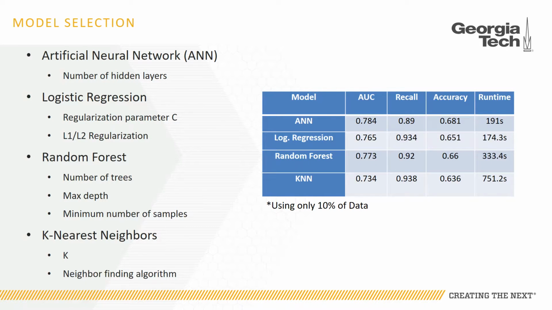For model selection, we use only 10% of the dataset to quickly evaluate which model would perform the best in our binary classification problem. For artificial neural networks, we tune the number of hidden layers. For logistic regression, we tune the regularization, L1 or L2, and the parameter C. For random forest, we tuned on the number of trees, max depth, and minimum number of samples. For K nearest neighbors, we tuned on the parameter K and also the neighbor finding algorithm. Our results can be seen in the provided table. We decided to choose logistic regression due to the high recall and fairly quick runtime.